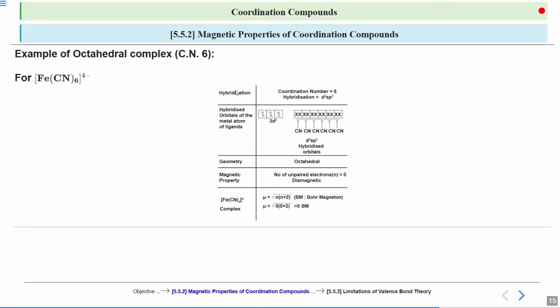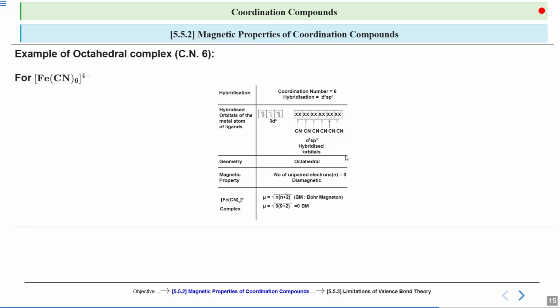So for the hybridization, the coordination number we know is 6. So the hybridization it is showing is d2sp3, involving 2d, 1s and 3p orbitals. Okay, so in this manner, in the d2sp3 hybridized orbitals, each cyanide is going to donate its electron into each hybrid orbital, and the geometry the d2sp3 hybridization corresponds to is octahedral.